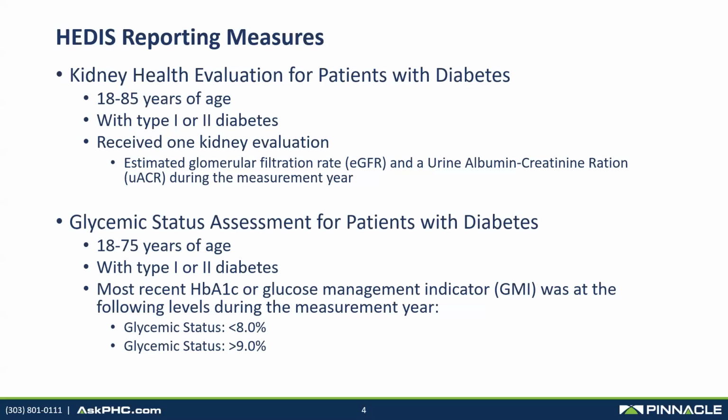The glycemic status assessment for patients with diabetes. This is actually an age group of 18 to 75. It can be a patient with type 1 or type 2 diabetes. And their most recent HbA1c or their glucose management indicator was under 8% or over 9% during the measurement year. Now, with our reporting measures, we want to capture the one that was the best throughout the year, always. So we're looking at those glycemic indexes that were under 8%.